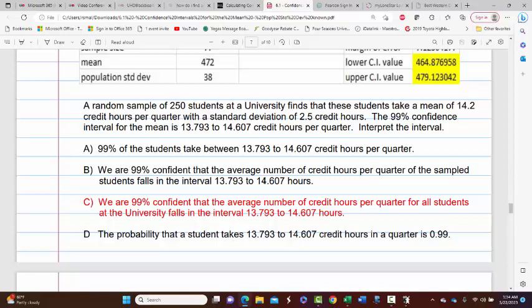And then the probability that a student takes between these credit hours in a quarter is 0.99. That's just not quite right because once again it's an average. It's predicting the average for all students. That's not the probability of one student being in this interval. They can be all over the place. We're only interested in what the average is, not what one student would be. Okay, that was fun.